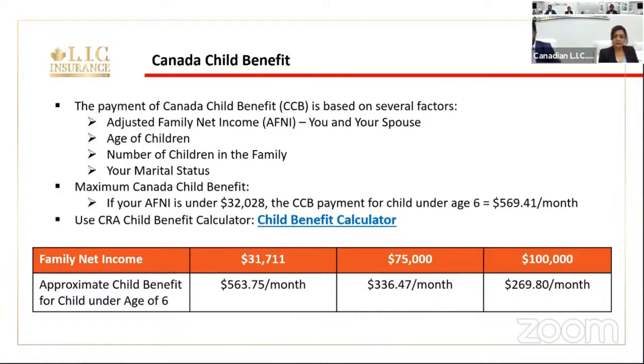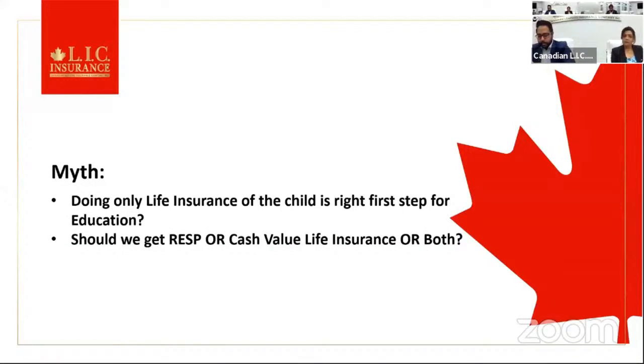And let's talk. Harpreet, I hear a lot from the parents, and they come to me as well. A lot of the times they are saying sometimes they compare the RESP with the cash value life insurance policy. It's a good step, but is it the first right step for education planning? And can a parent do only RESP, or only life insurance, or can they do both? So let's talk about that and compare both.